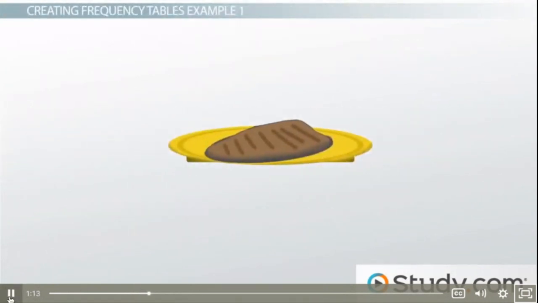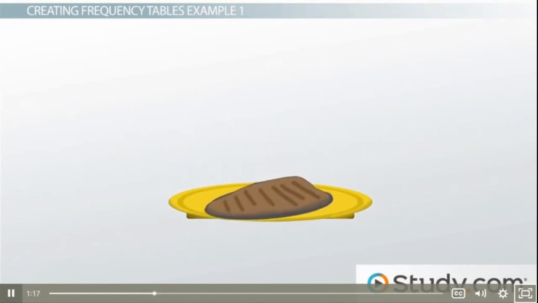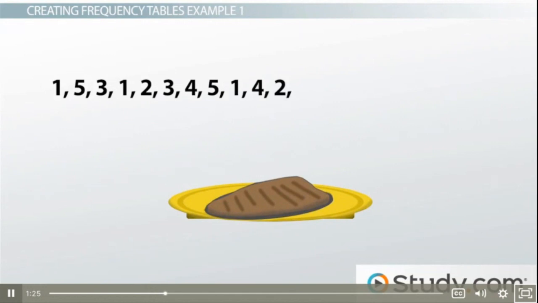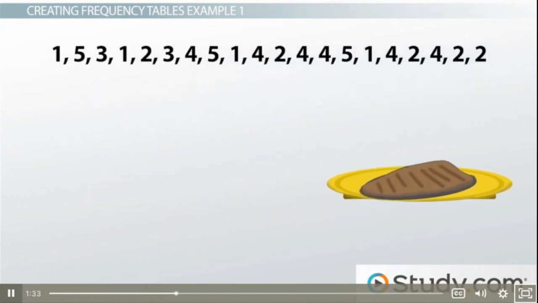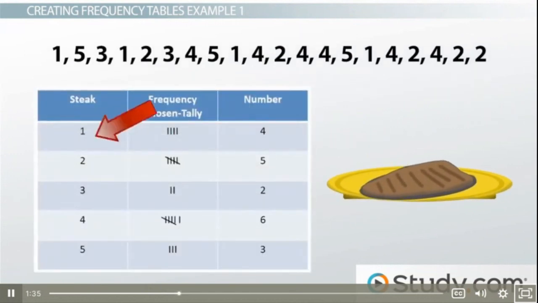The data set for the steak tasting is as follows, where each number represents the steak that was chosen as the best. 1, 5, 3, 1, 2, 3, 4, 5, 1, 4, 2, 4, 4, 5, 1, 4, 2, 4, 2, 2. We can use our data to create a frequency table like this. Notice that the first column indicates the type of steak.